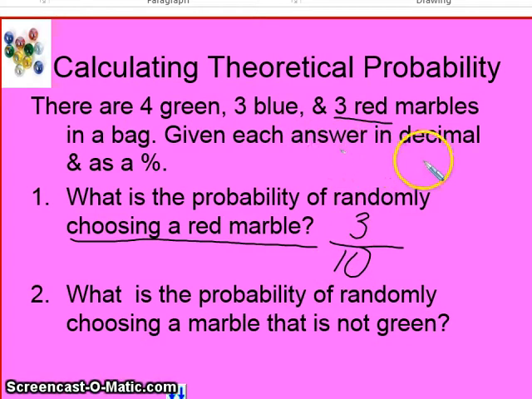We want to give these answers in decimals and in percent. So if we were to write 3 over 10 as a decimal, it's 3 divided by 10, which is 0.3. If we want to give 0.3 as a percent, we move the decimal point 2 places to the right, and it's 30%.